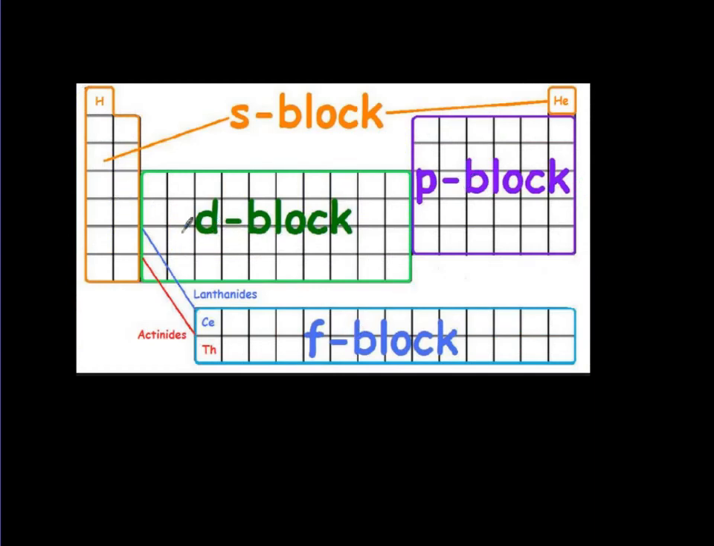So if you are given an element that is located here, make sure you end in d. And if you are here, you are in p. And if you are here, you should have f going for you.